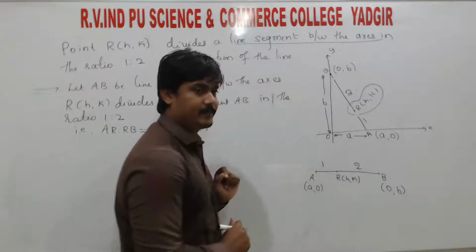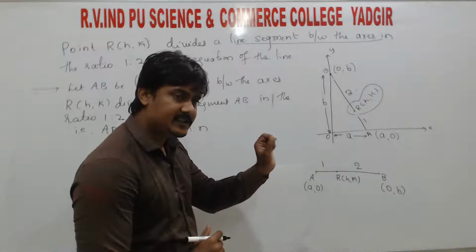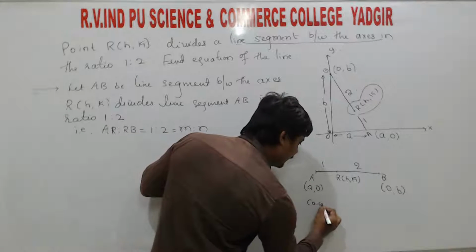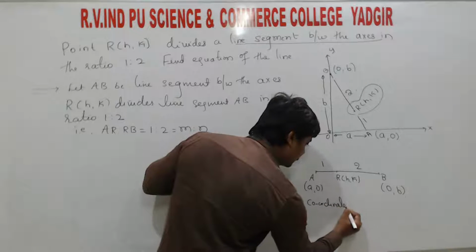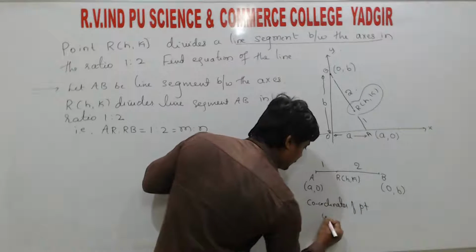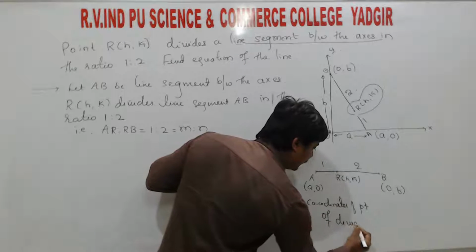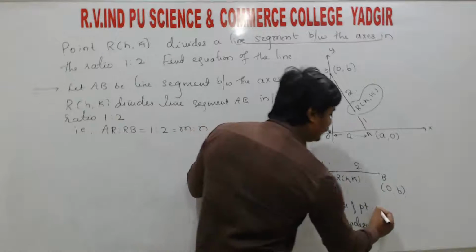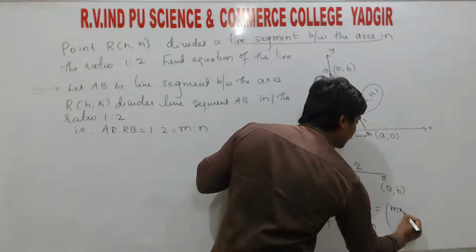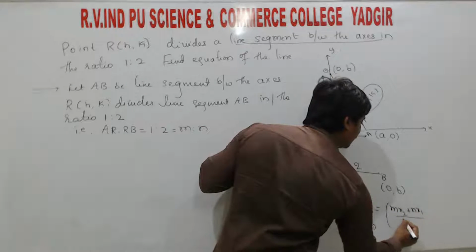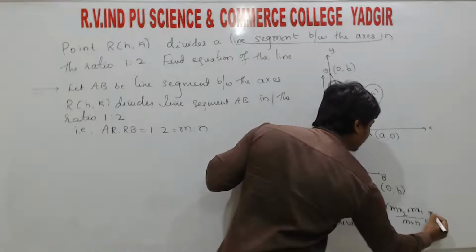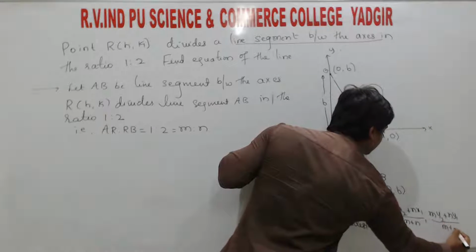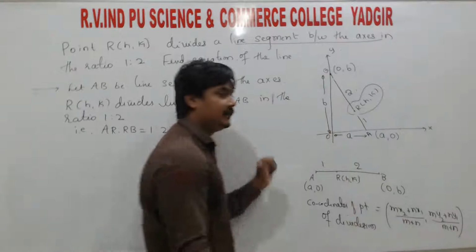In the 1:2 ratio. Right? So what is the internal section formula, children? We know that the coordinates of the point of division are given by the formula (mx2 + nx1) divided by (m + n), (my2 + ny1) upon (m + n). This is our internal section formula.